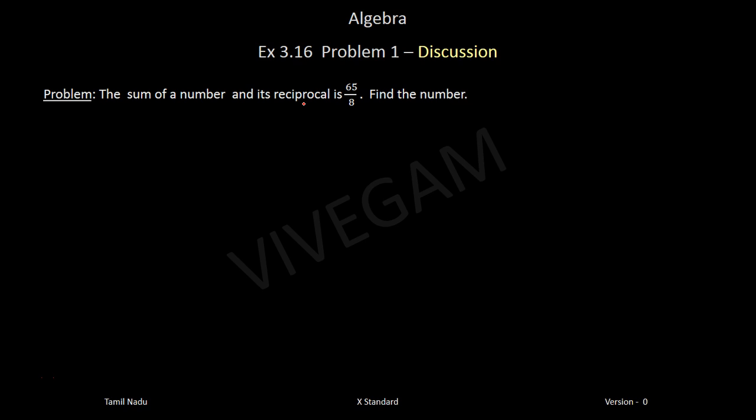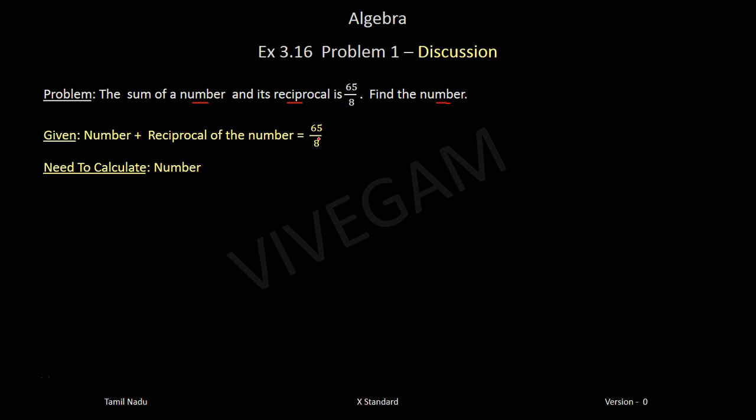Okay. So here they're saying the sum of a number and its reciprocal. If the number is x, the reciprocal is 1 by x. The sum of these two is 65 by 8. That's what they say, and we are asked to find the number. So what is given? The number plus the reciprocal of the number is equal to 65 by 8. What are we asked? We are asked to calculate the number.